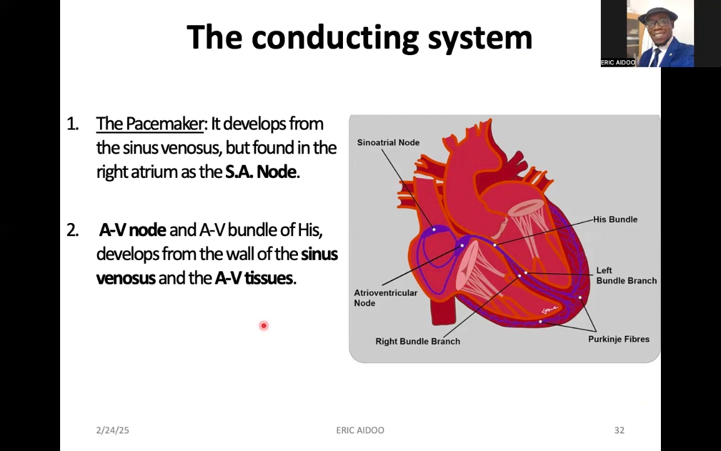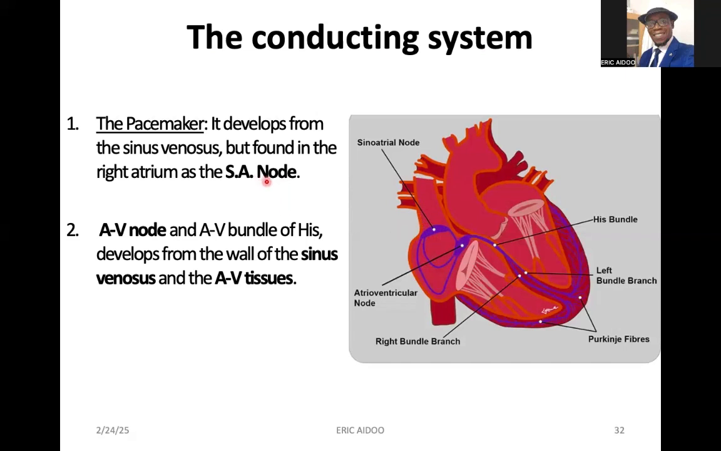The pacemaker, as in like timing, or the initiator, develops from the sinus venosus, but this will later be found in the right atrium as the sinoatrial node because the pacemaker is absorbed into the right atrium. So sinoatrial node, as in coming from the sinus and then also situated in the atrium. That is the position there. We remember the sinus venosus from the previous lecture, which connects the vena cava and then enters the right atrium.